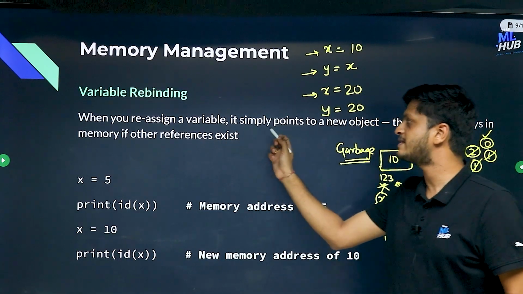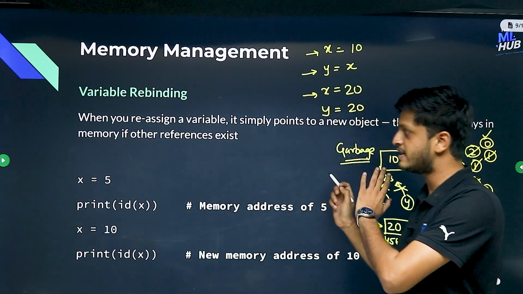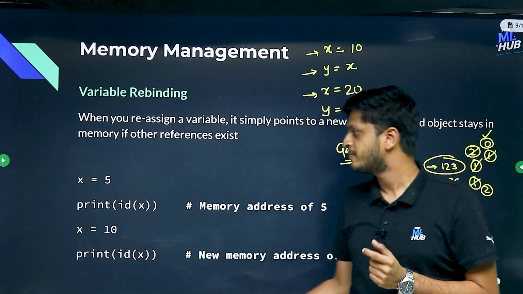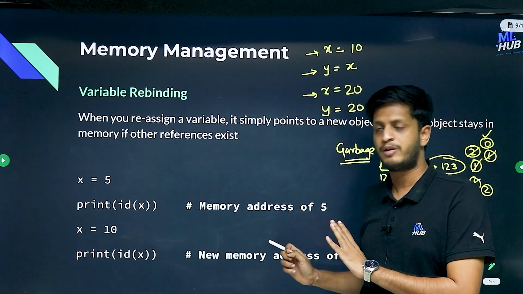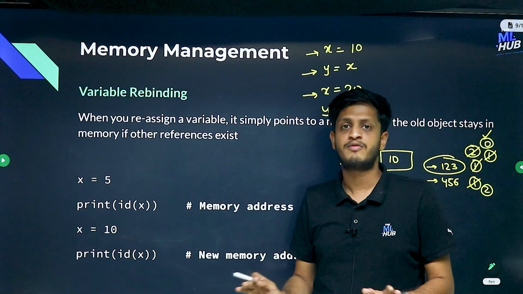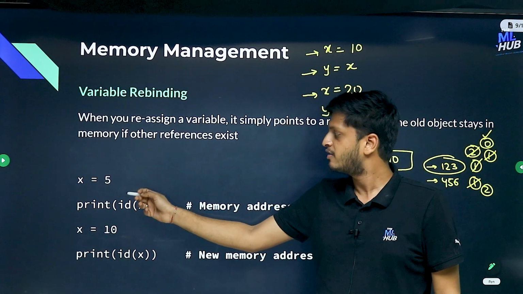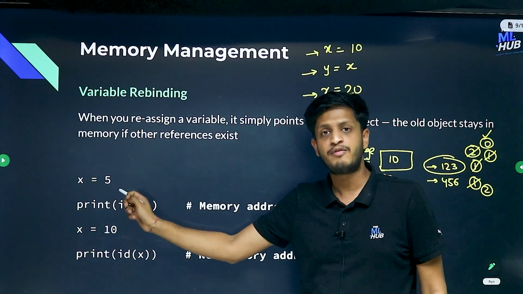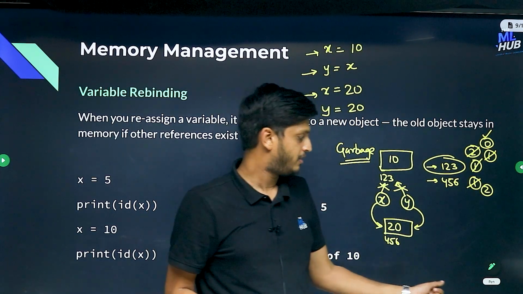When you reassign a variable, it simply points to a new object. The old object stays in memory if other references exist. So this happens through the count. If you say x equal to 5 and you print the id of x, some memory address of 5 will be printed. And if you say x equal to 10 and print the id of x now, another memory location will be printed, not the same. So 10 will be stored at some other memory location, and now x points to that. Now the memory location where 5 was present is garbage because no one else is pointing to it.